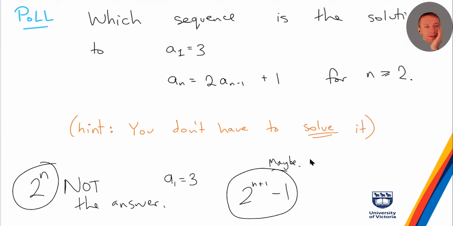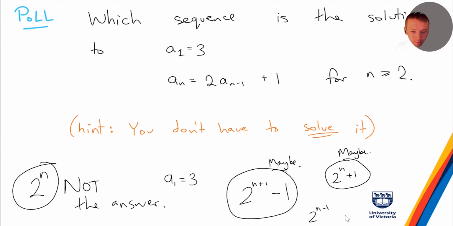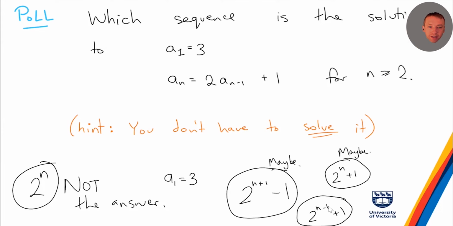If I take 2 to the n plus 1, plug in n equals 1, that gives me 2 plus 1, which is 3. So that's a maybe. That could work. 2 to the n minus 1 or plus 1, that cannot be the case because if I put in 1, I get a 2. So that one's not. So I've basically got two options now. These ones are ruled out, I've got these two options, and now you just say which one satisfies the recurrence.